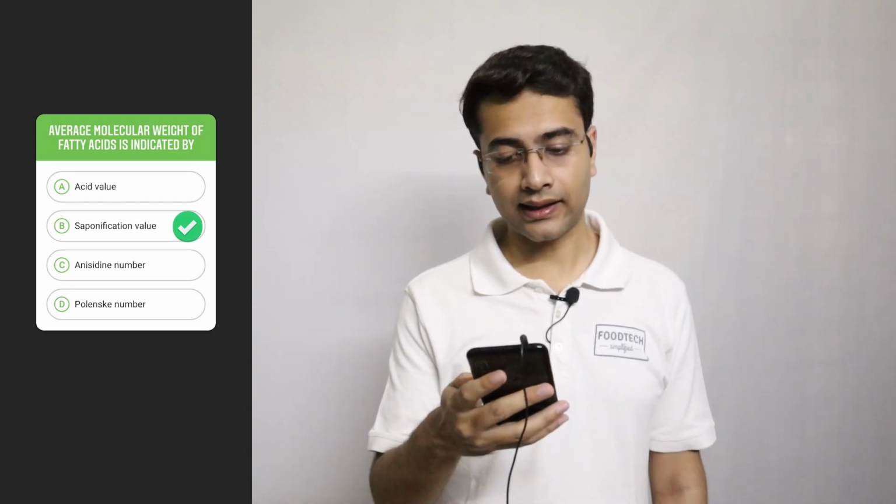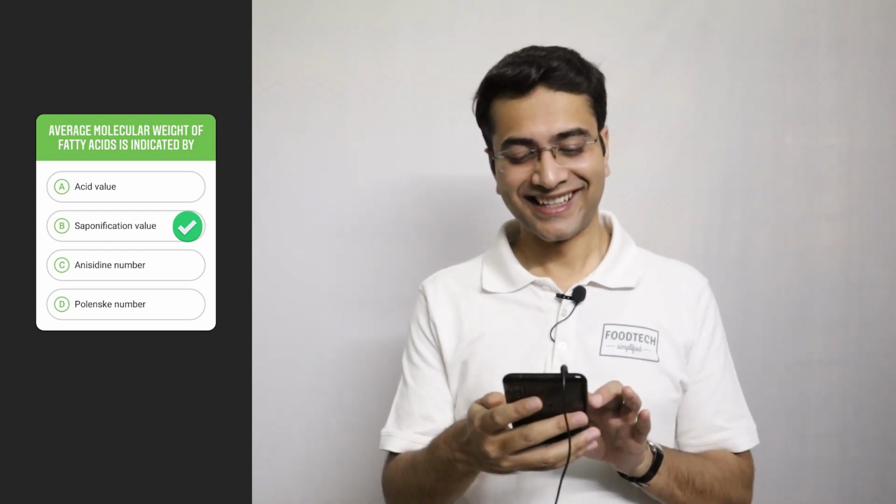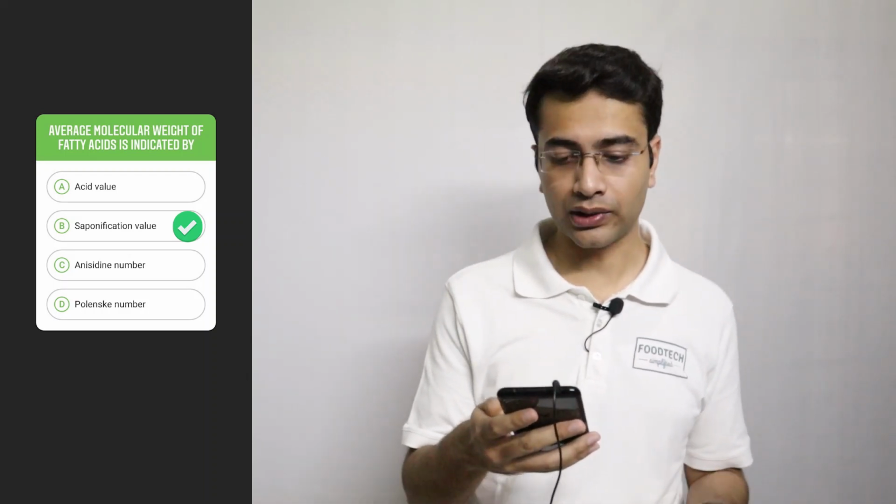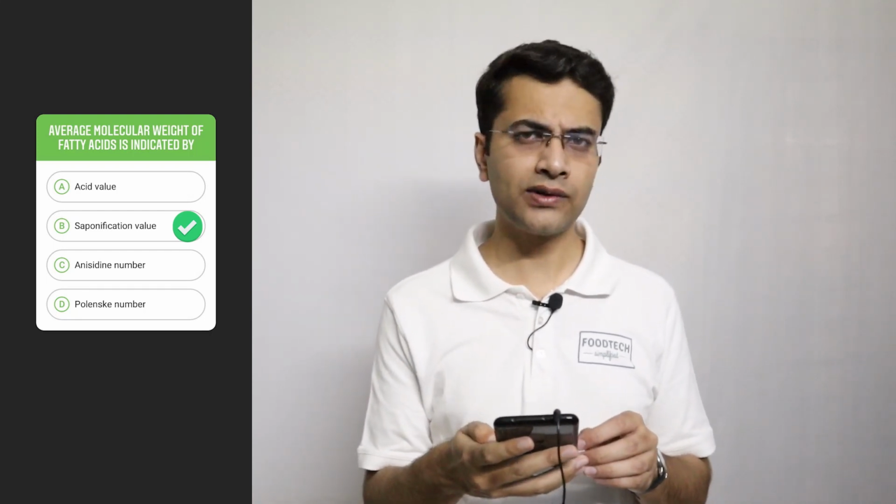Next question for you. Average molecular weight of fatty acids is indicated by option A, acid value, option B, saponification value, option C, anisidine number, and option D, Polenske number. So saponification value or saponification number is the correct answer. Option B is the correct answer. Third homework for you: you have to define saponification value, the technical definition of saponification value. Obviously, this is average molecular weight, but I want the definition which is correct in terms of food chemistry, in terms of food analytical chemistry to be more precise. Moving on to the next question.